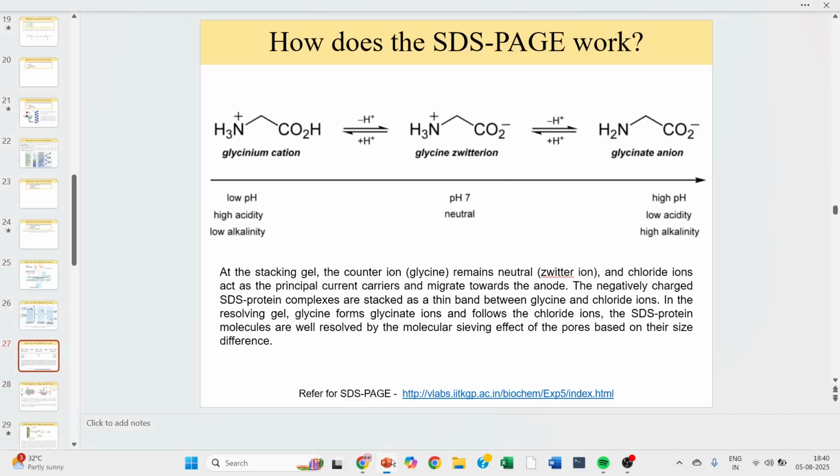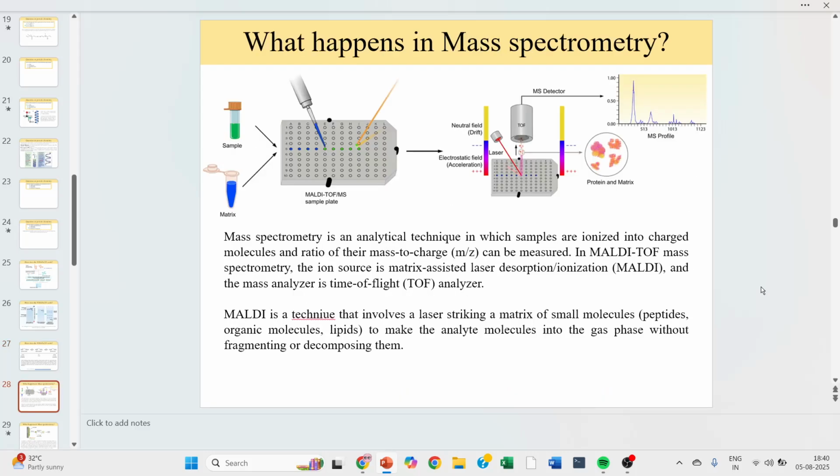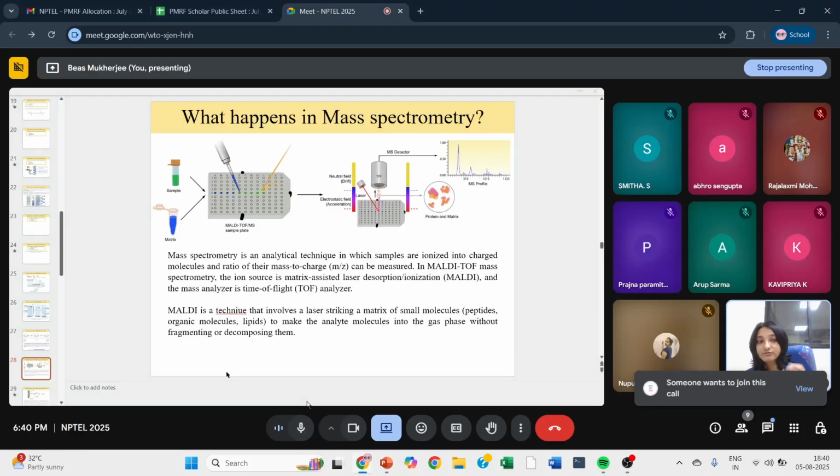Now we'll move on. Okay, so how does mass spectrometry work? So mass spectrometry is a very interesting question for examiners, and it's a very interesting concept. Here it is given in a very compact way, but then you have to read about it properly from books. So I have referred to books.